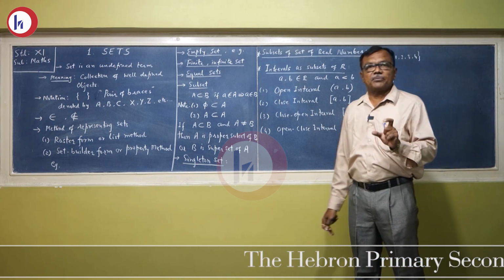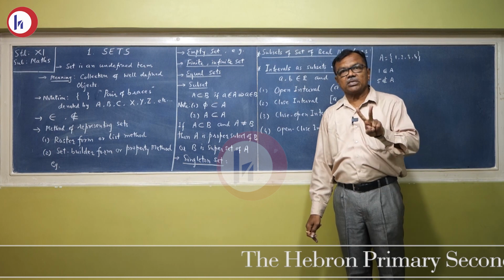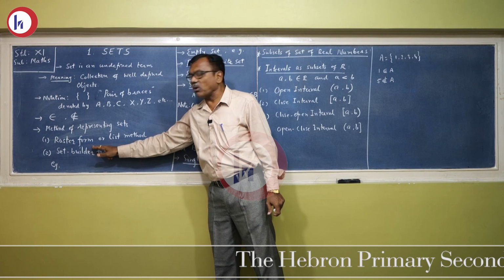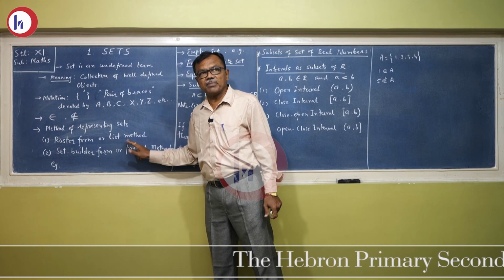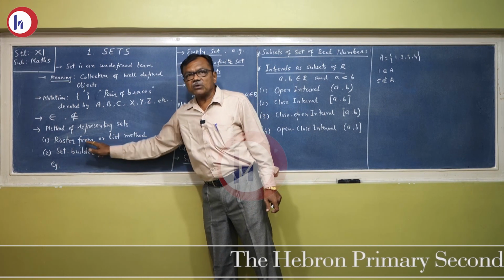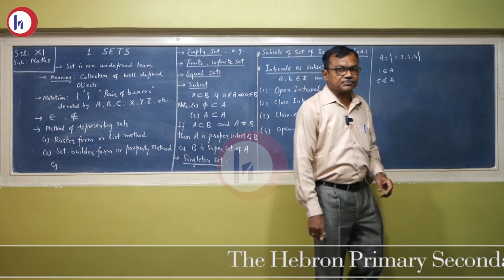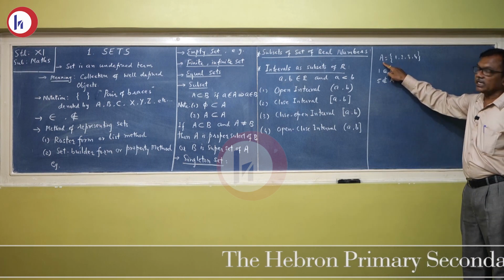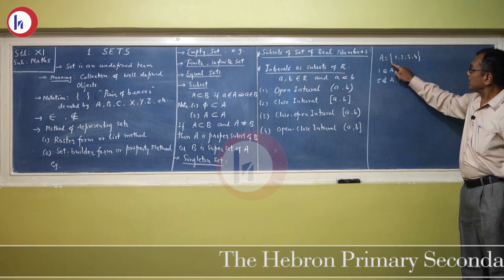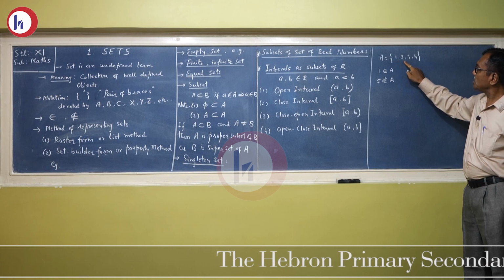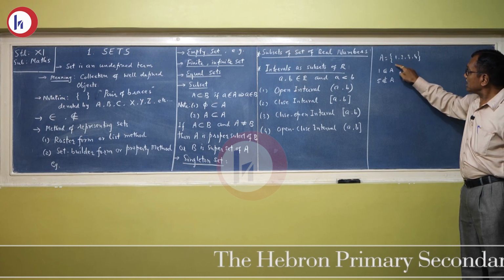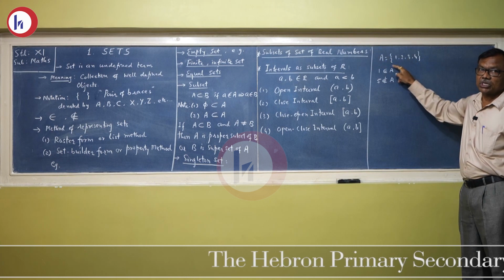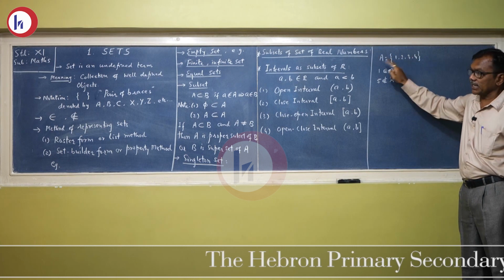There are two methods of representation of a set. One method is the roster form, or we say the listing method or list method. In the roster form, we list out the elements of the set. For example, this set A is written as set A equals, in the brackets, 1, 2, 3, 4. This is the roster form of the set A.